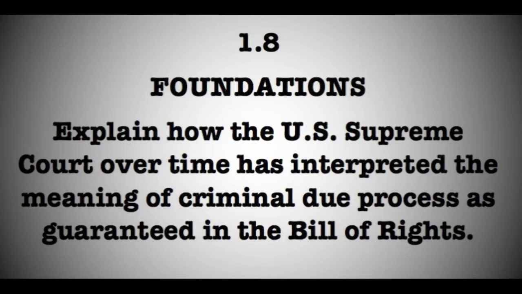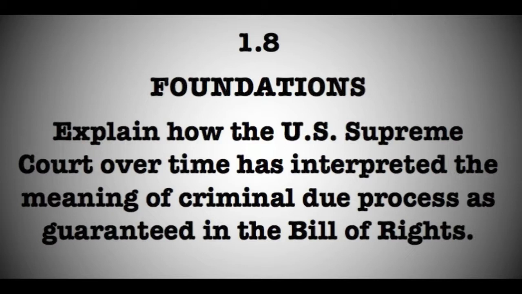Episode 8. Explain how the U.S. Supreme Court over time has interpreted the meaning of criminal due process as guaranteed in the Bill of Rights. The Bill of Rights contains many diverse protections. In addition to political rights like speech and press, they also protect us from oppressive police powers. Throughout our history, there have been a number of landmark cases that have defined the meaning of these rights. Below you will find a few of the most important landmark cases.